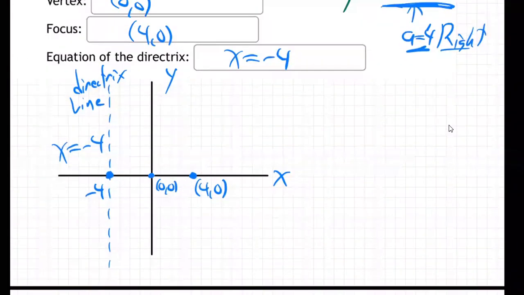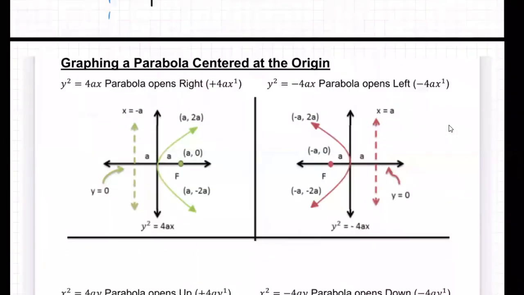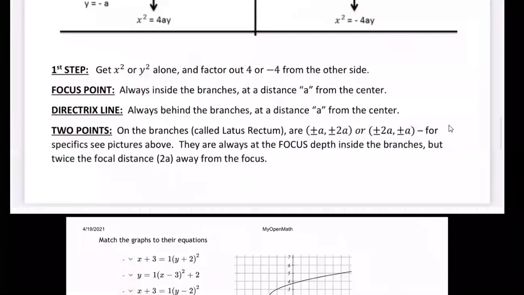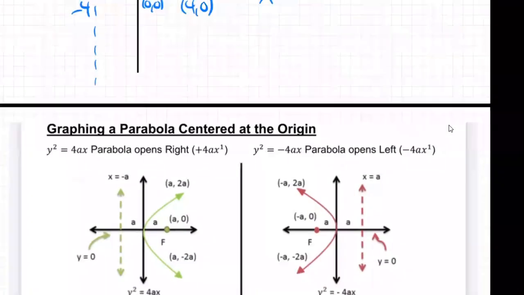Let's see it. So basically, the branches are going to go like this, and then right at this focal depth. Remember, this is the focus right here, right? At the focal depth, which is 4 away from the center, you double that. See it right here? A and 2A, A and -2A. Double it. That's what these notes are saying: focal depth, but twice the focal distance away from the focus. 2A.